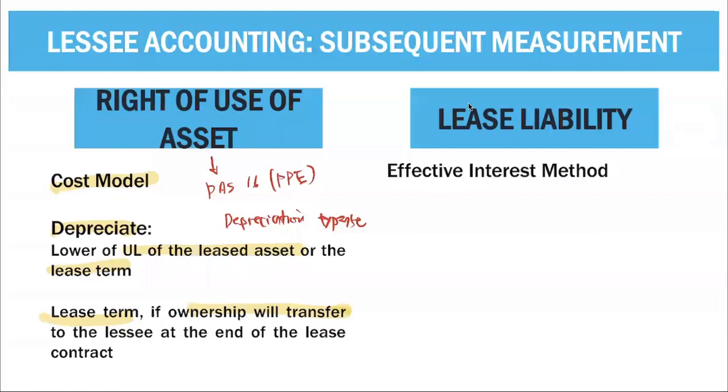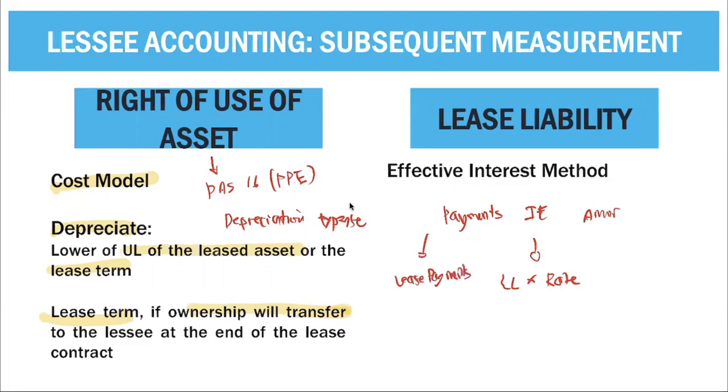How about your lease liability? Your effective interest method. So how do we make your effective interest again? We have your payments, we have your interest expense, and then we have your amortization. How to compute again for your interest expense? Your interest expense is computed as equal to your lease liability multiplied by your rate. Your payments, these are your lease payments.